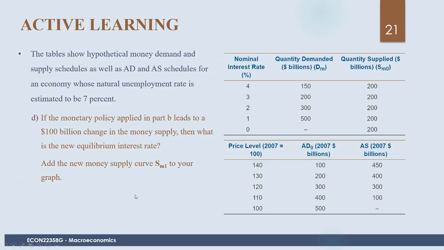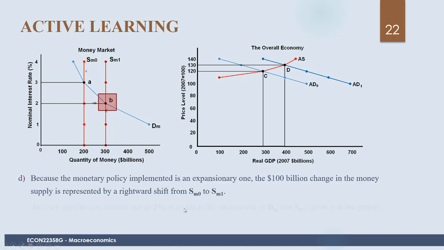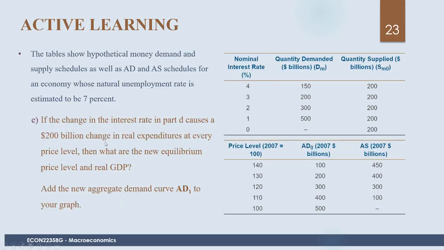Okay. Now it says if the monetary policy applied in part B leads to a $100 billion change in the money supply, then what is the new equilibrium interest rate? Add the new money supply curve to your graph. Okay. So this would be the new money supply curve. It's shifted to the right by 100 billion, and so the interest rate will fall by 1 percentage point. And so what will happen in the overall economy? Well, our aggregate demand curve is going to shift to the right, and so we need some more information.